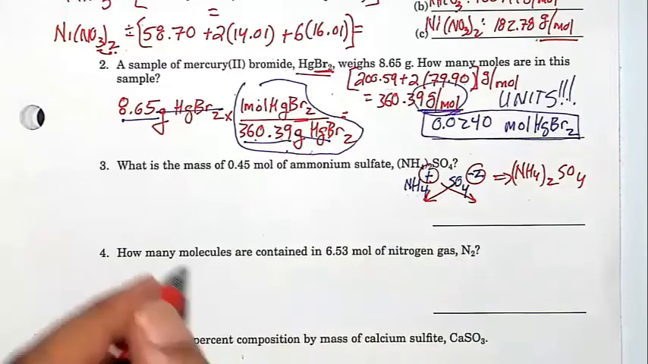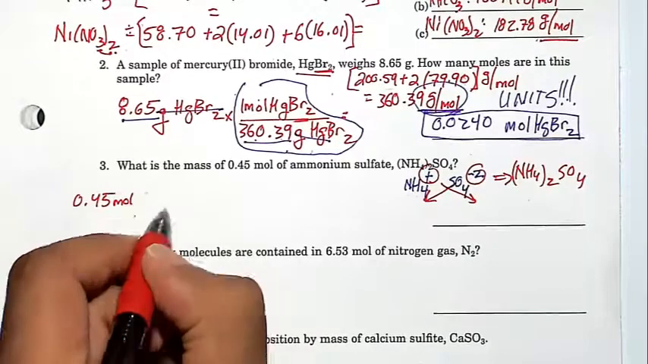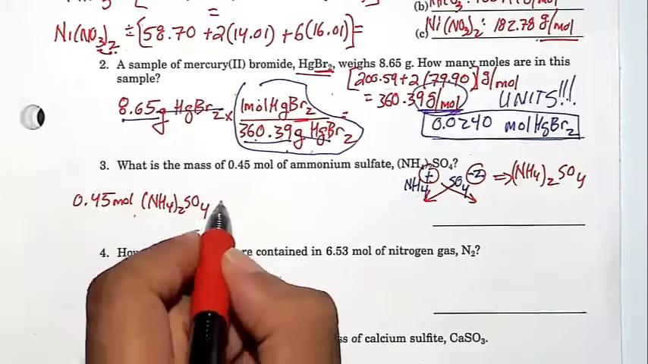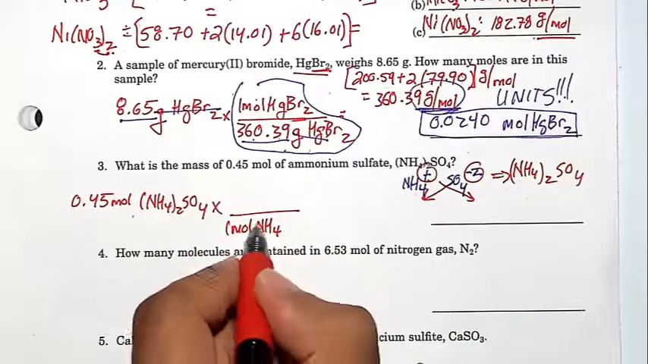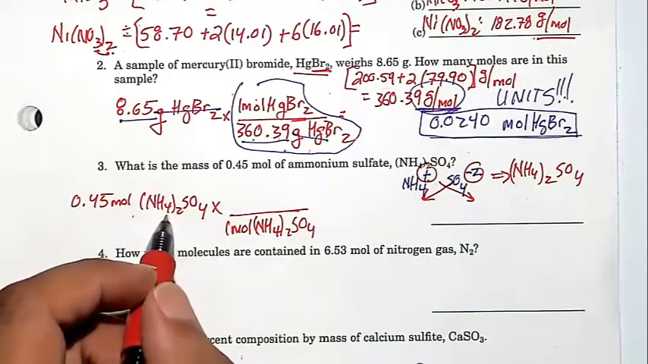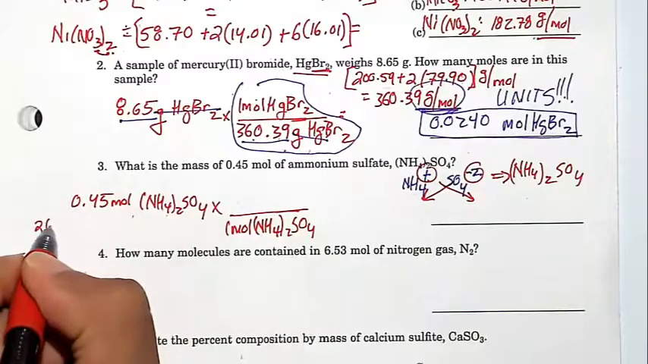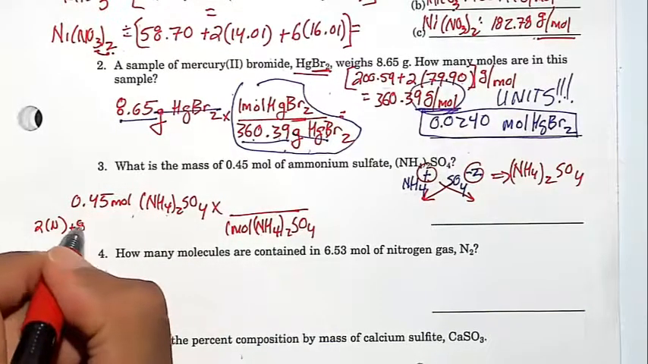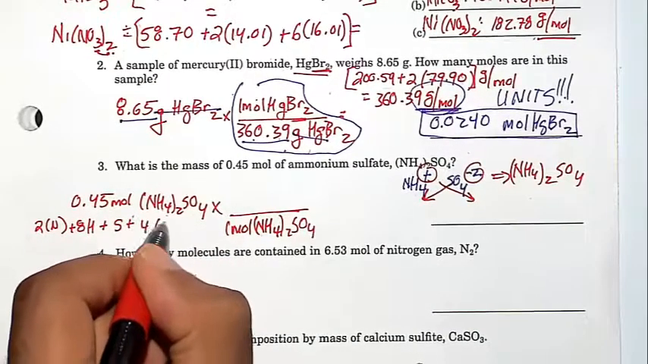Now we have 0.45 moles of this stuff. So if I have 0.45 moles of ammonium sulfate, how many grams of that substance do I actually have? Well, here we have a relationship where for every 1 mole of ammonium sulfate, how many grams of ammonium sulfate are there? Well, you'll have to look it up in your periodic table. So 1 mole of ammonium sulfate consists of 2 moles of nitrogen. So 2 times N, 8 times H, 1 times S, and 4 times O.